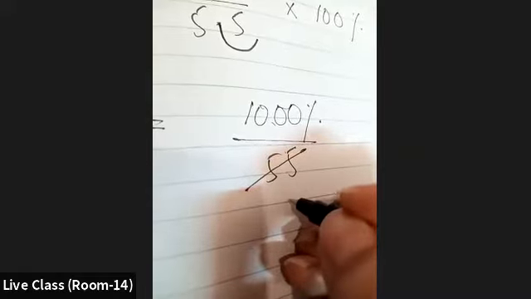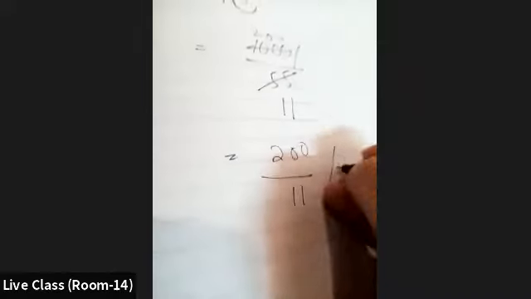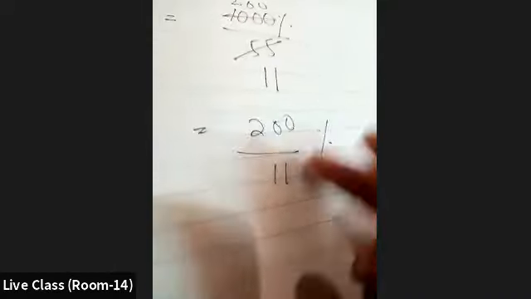Cancel this with the table of 5: 11 and 200. So 200 divided by 11%. Can we simplify this more? No, we cannot. So what we have to do, we have to change this into a whole number.